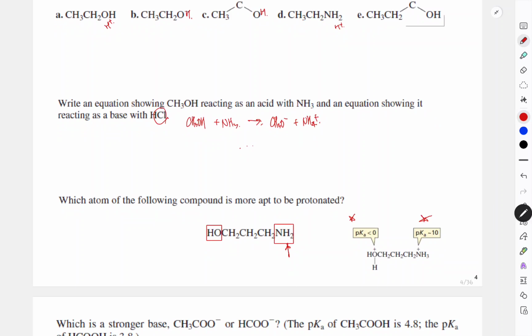So the question is asking you which site is more basic. That means your basic site and its conjugate acid form should be the weaker acid, which means having higher pK values. So the answer is this site.